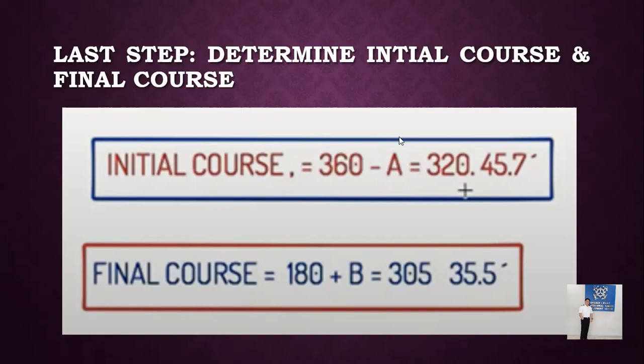To solve for the initial course, you need the angle A that we solved earlier. 360 minus angle A is equivalent to 320 degrees 45.7 minutes. This is the initial course at point A. For the final course, that will be at point B, which is why you needed angle B. 180 plus B is equivalent to 305 degrees 35.5 minutes. As you can see, they differ from each other, 320 then 305. There is an alteration to port side because you are steering a great circle course.